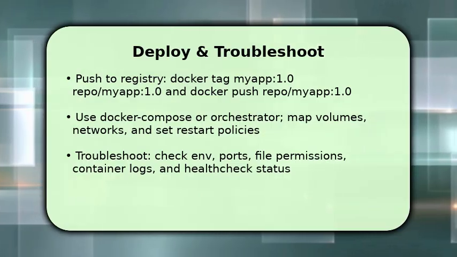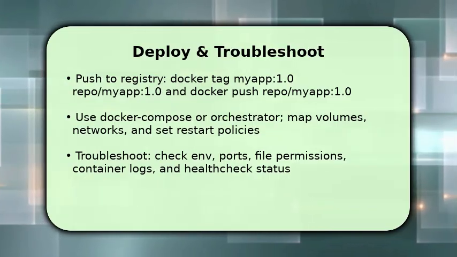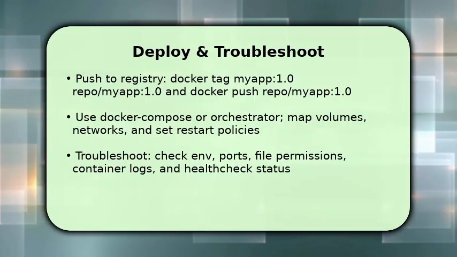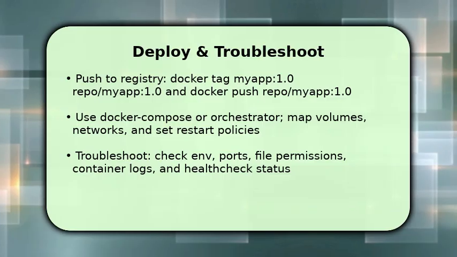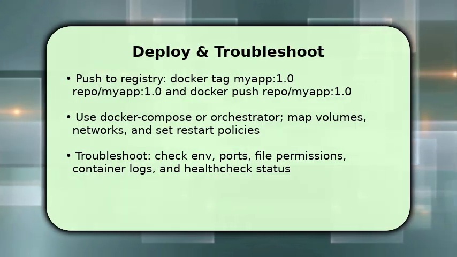If things go wrong, check environment variables, bind mounts, and file permissions first. As a key troubleshooting tip, always inspect container logs and the health check output. They reveal startup failures and missing dependencies quickly, so you can iterate fast.